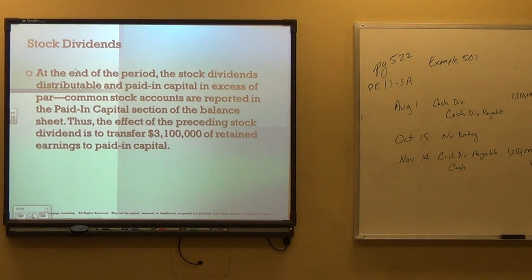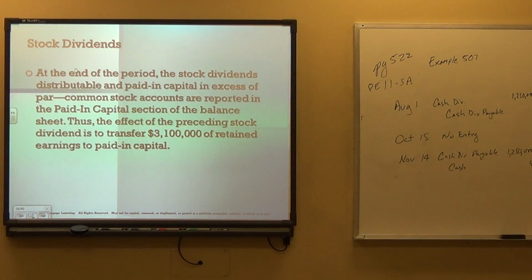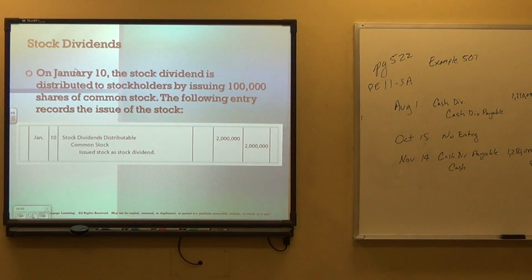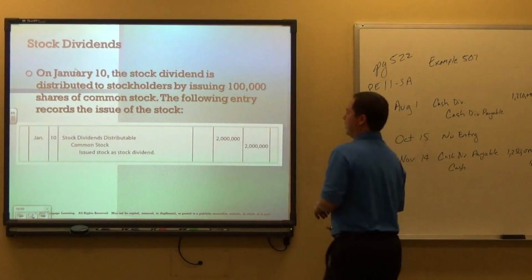At the end of the period, the stock dividend distributable and the paid-in capital in excess of par, common stock accounts are reported in the paid-in capital section of the balance sheet. This affects the proceeds of the dividend: a transfer of 3.1 million of retained earnings to paid-in capital. So we have this common stock here. The paid stock dividend is distributed to stockholders by issuing those 100,000 shares of stock. This is the following entry. So we have that, that's the par value of it. That kind of gives you an example there.